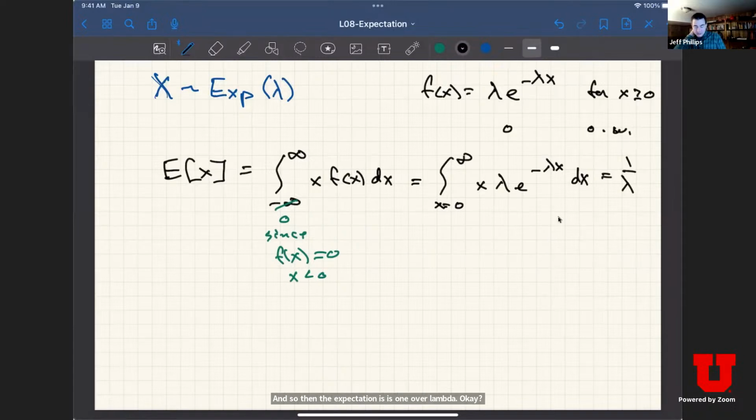Okay, and I don't know, I think it's worth deriving all this, but this is a known expectation that you can look up on Wikipedia, in these notes, in the book, right? But the expectation of this random variable is 1 over lambda.